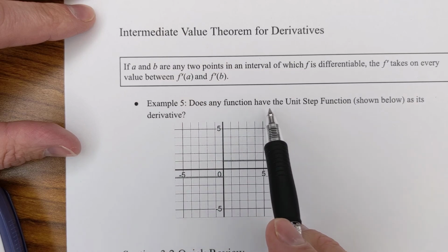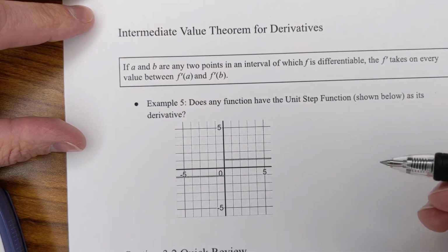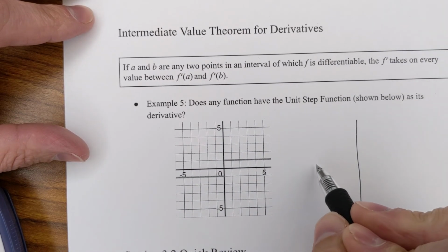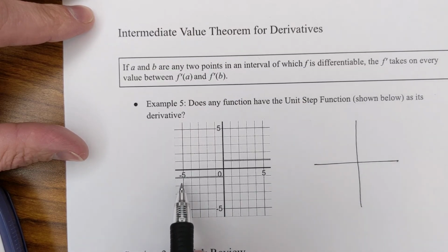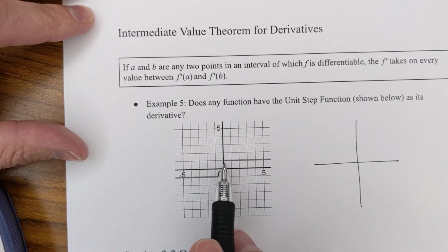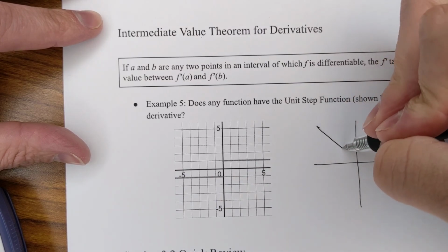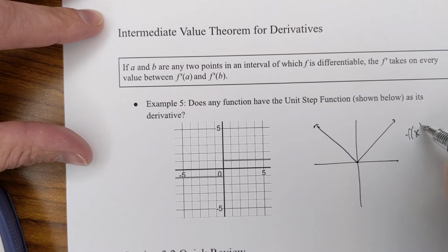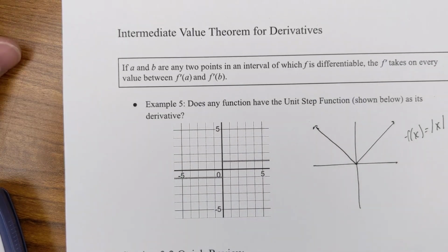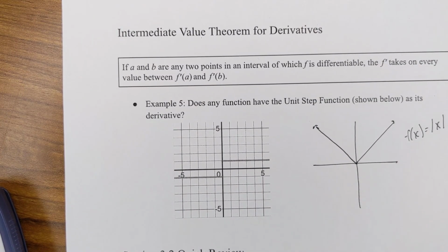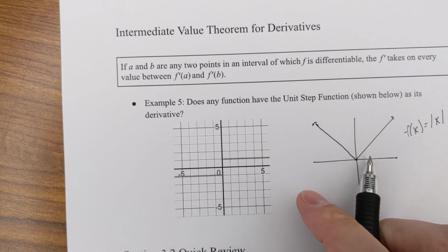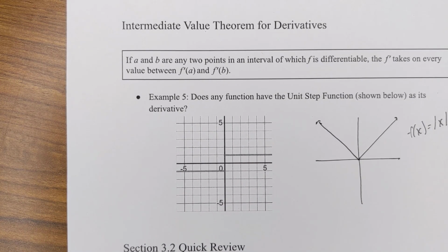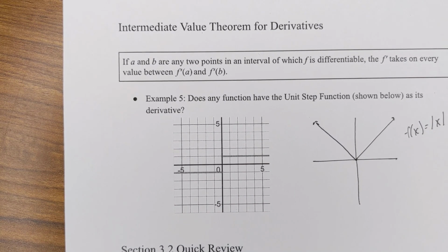So does any function have the unit step function shown below as its derivative? I need a function that has a slope of -1 left of 0 and a slope of +1 to the right of 0. That looks like this, which is the absolute value function. Technically, you could put a plus k out here, because if you move the graph up or down, it's not going to change anything. But the absolute value function has the unit step function as its derivative. Which brings us to the end of section 2.